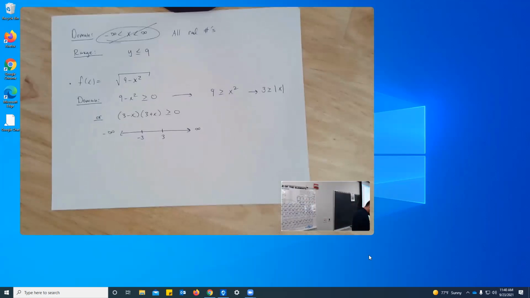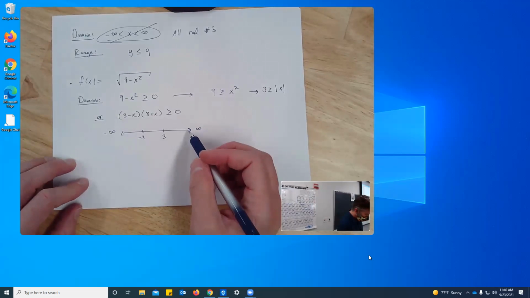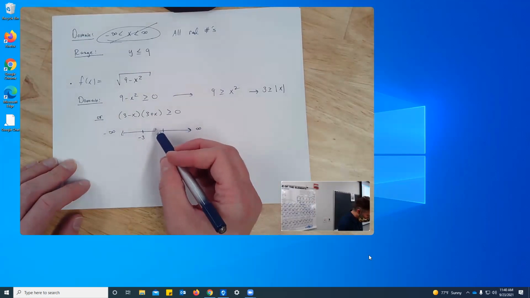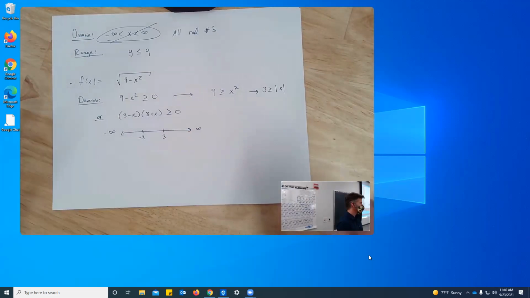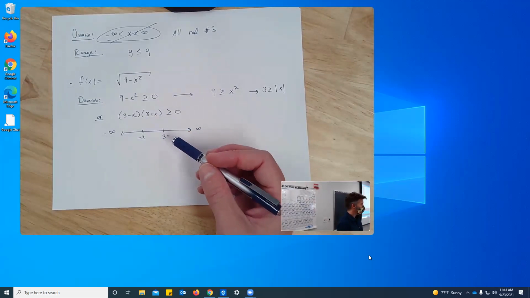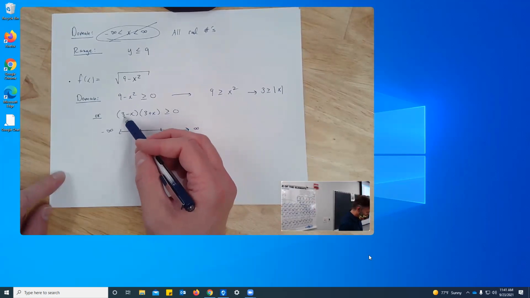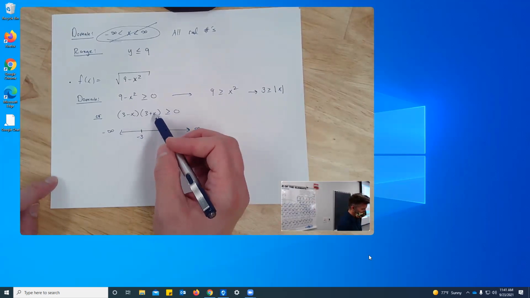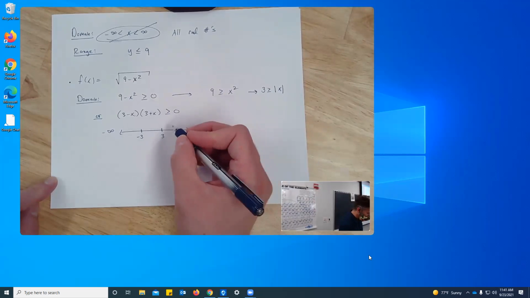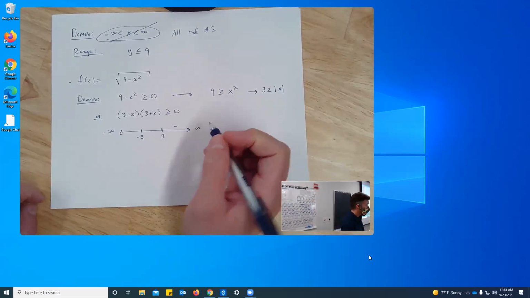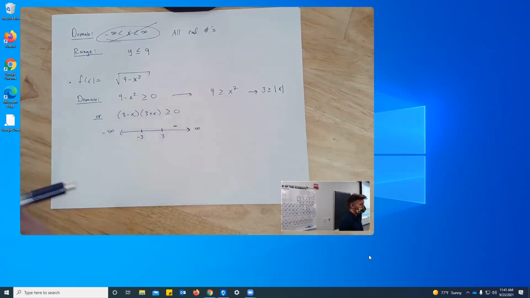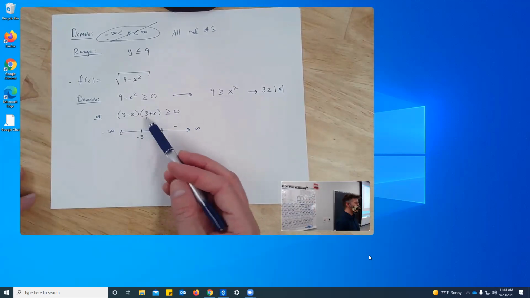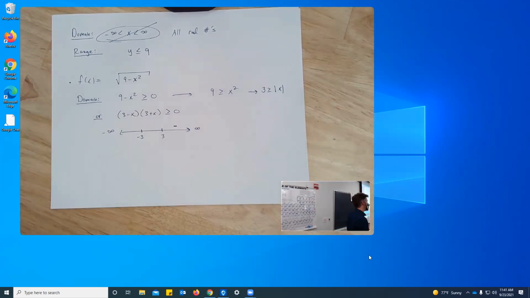So then we're going to determine in each interval whether this quantity is positive or negative, just by picking points. So I'm going to pick something larger than 3, like 5. I'm going to plug it in. 3 minus 5 is negative, 3 plus 5 is positive, and then negative times a positive is negative. I don't care what the number actually is. I don't care that when I plug in 5, I get -2 times 8, which is -16. I just care that it's negative.